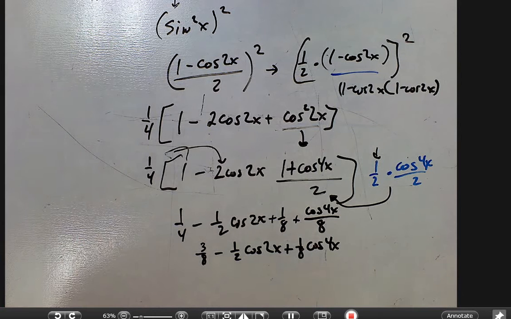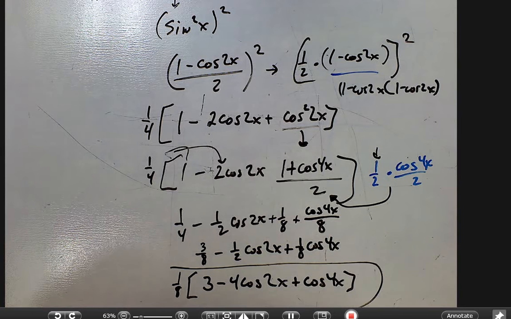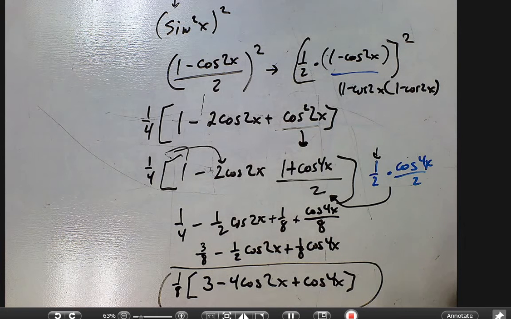And I think you can leave the problem like this if you wanted to, or if you want to factor out the common factor of 1/8, you can divide all these by 1/8 and you get 3 minus 4 cosine 2x plus cosine of 4x. And that's how they get the answer in the book. Okay? See if you can do something like that and figure out problem number 31.